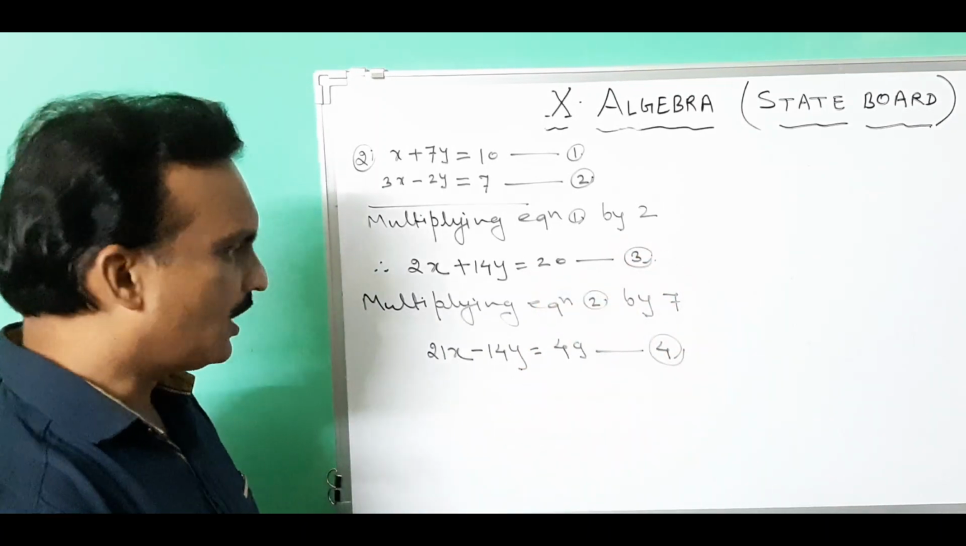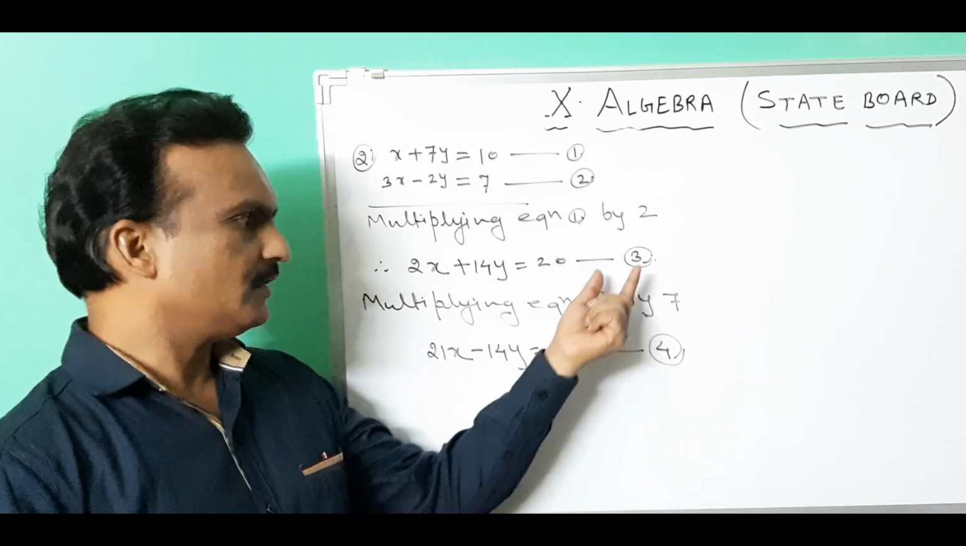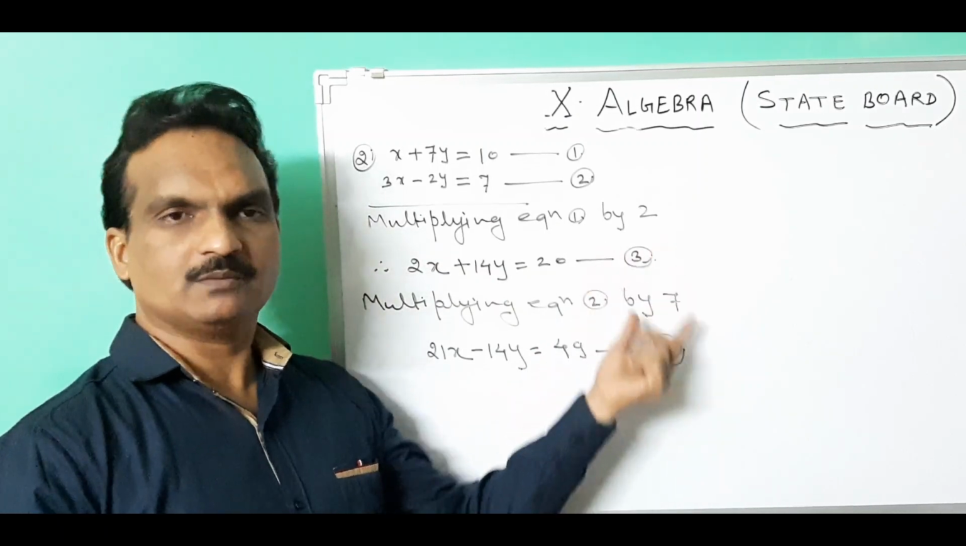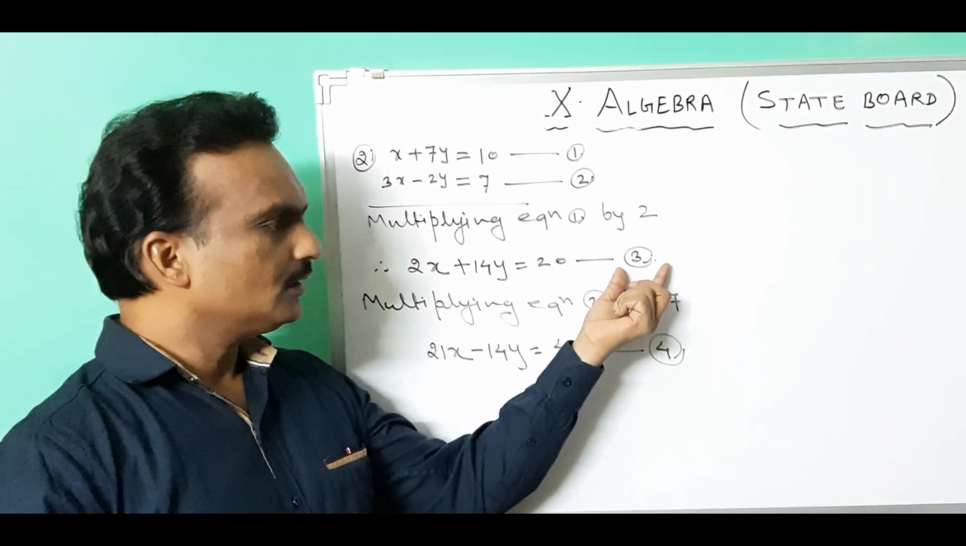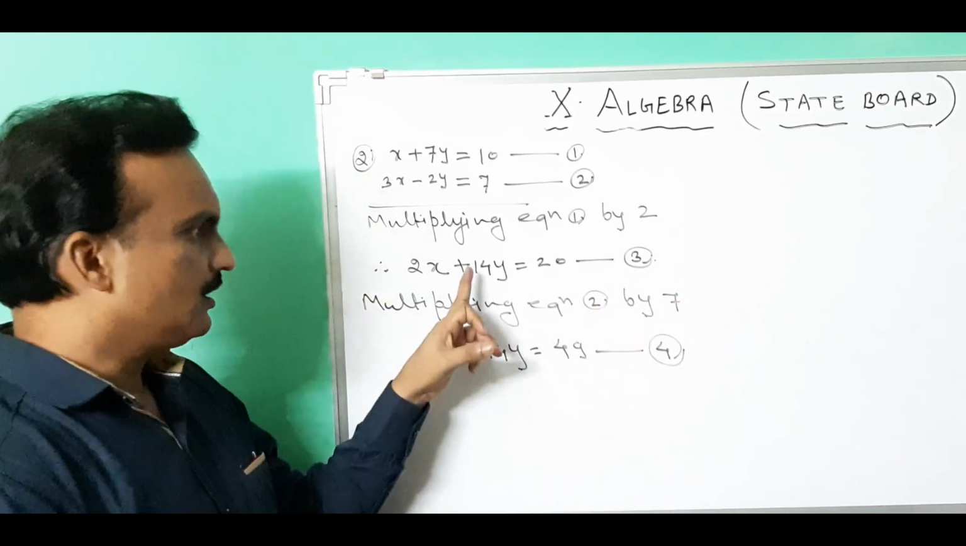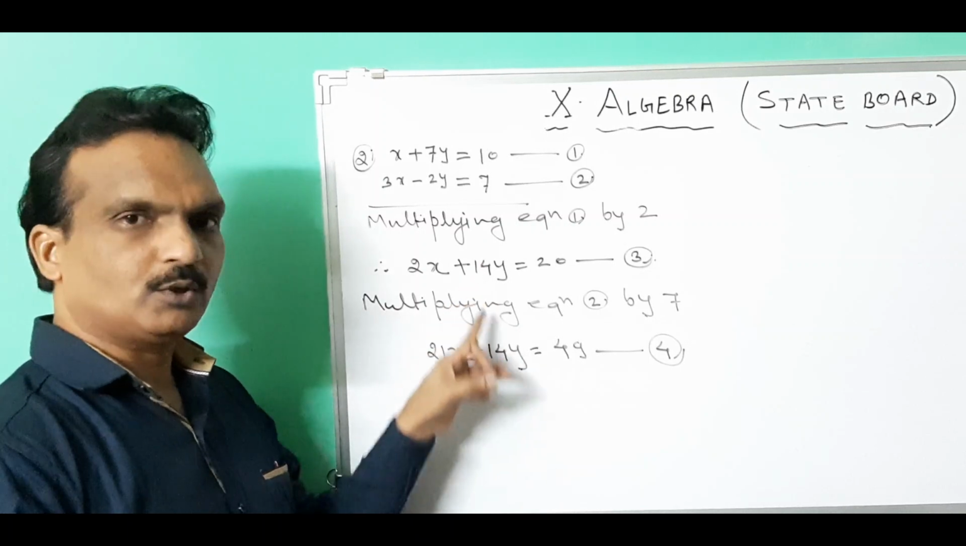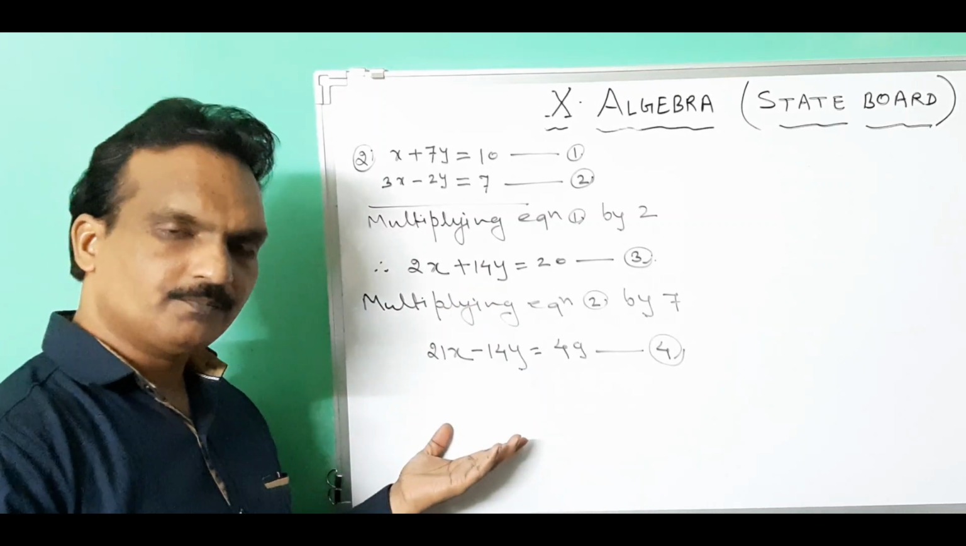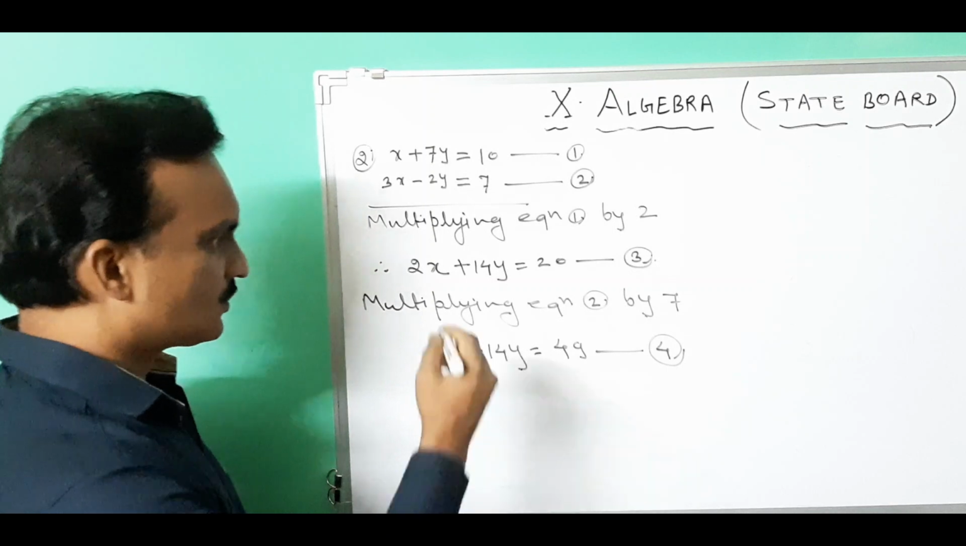Right. Now after multiplying we got these two equations. ये दो equation मिल गया हम लोग को. Third equation and fourth equation. And you can see here the coefficients are same. यहाँ पे coefficient same आ गया. Okay. So इसको solve करेंगे आगे.